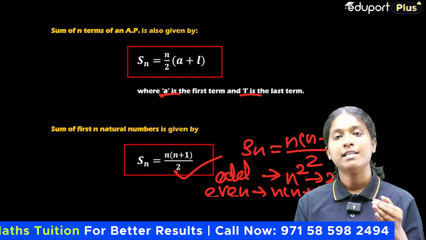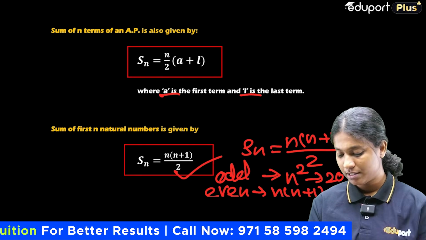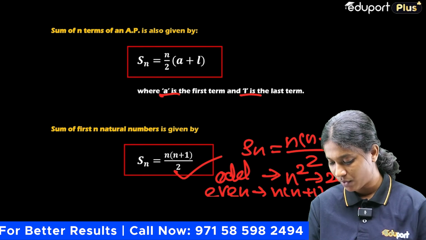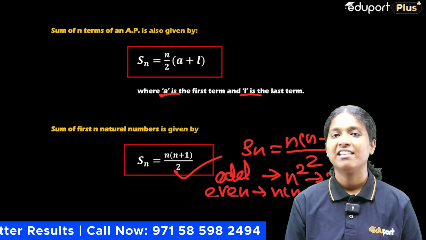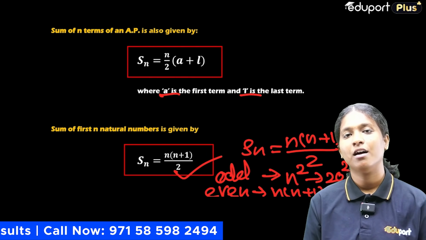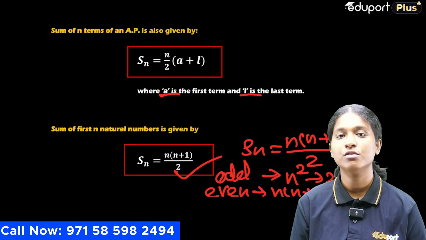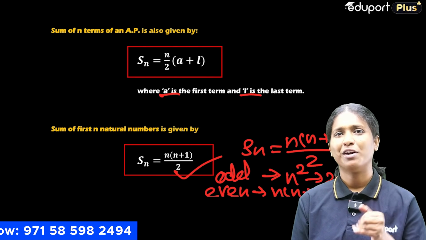So, what will be the sum of the first 20 even numbers? Then you can use this formula, 20 into 20 plus 1, which is 20 into 21. So you will get the answer directly. So, these formulas you can use in the MCQs to utilize your time well, okay.